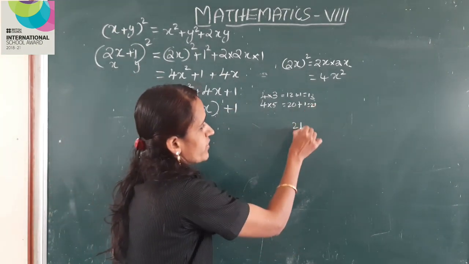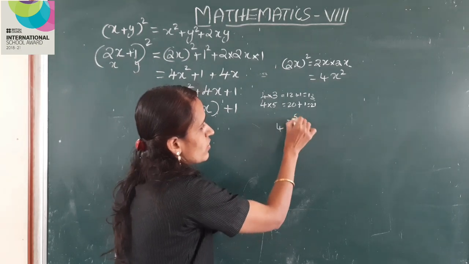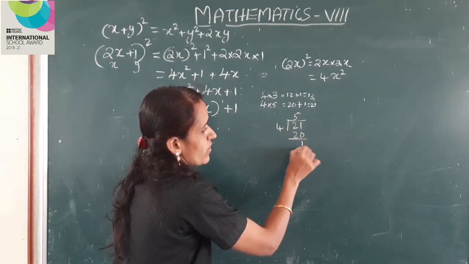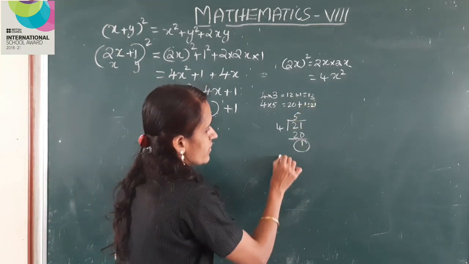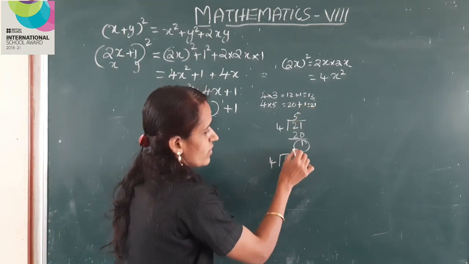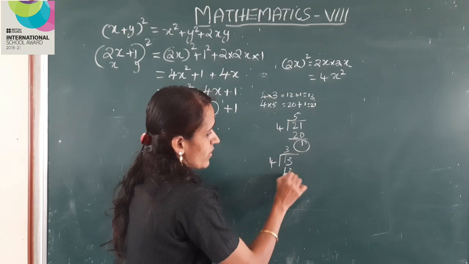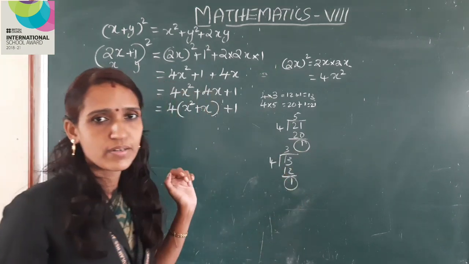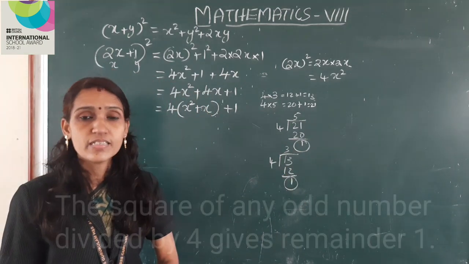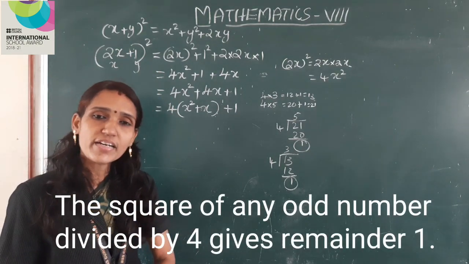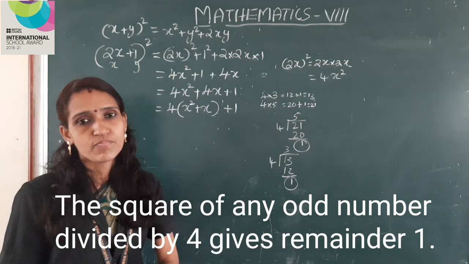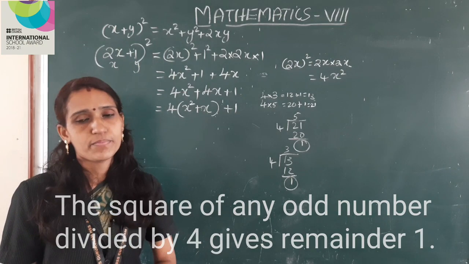For example, 21 divided by 4 gives remainder 1. Then again 13 divided by 4, remainder 1. Okay, that is, the square of any odd number divided by 4 gives remainder 1.